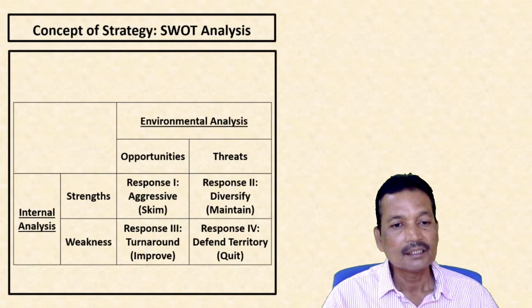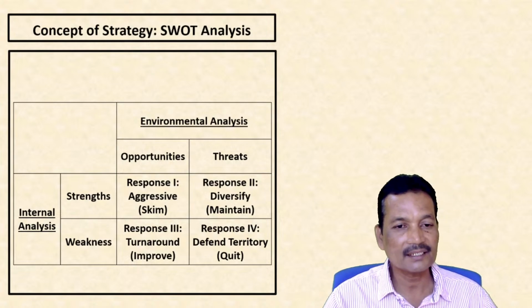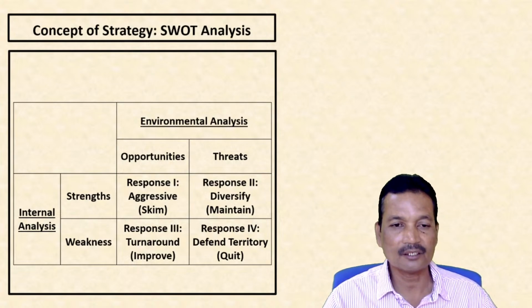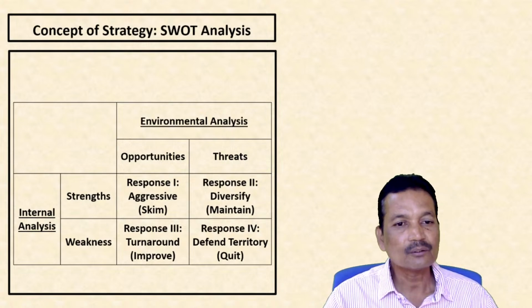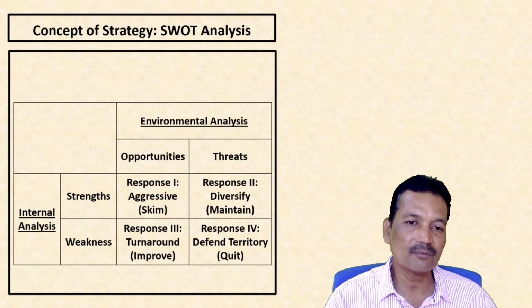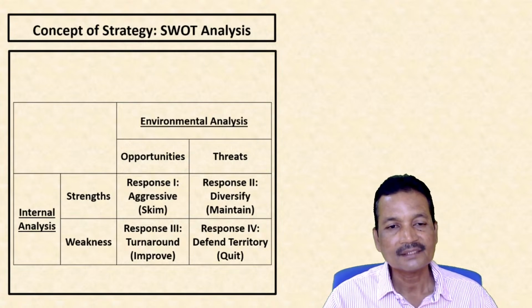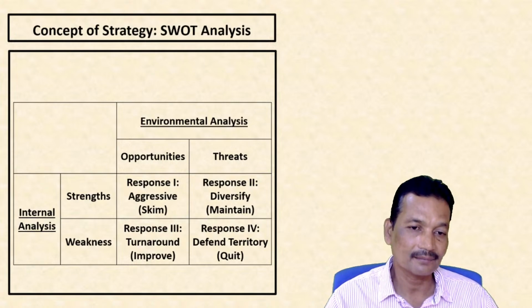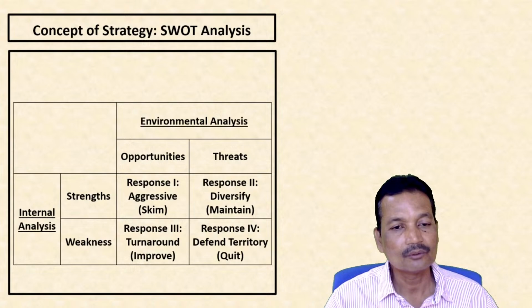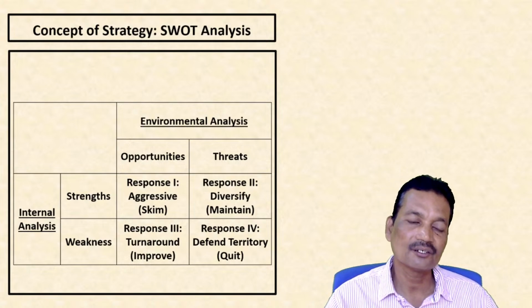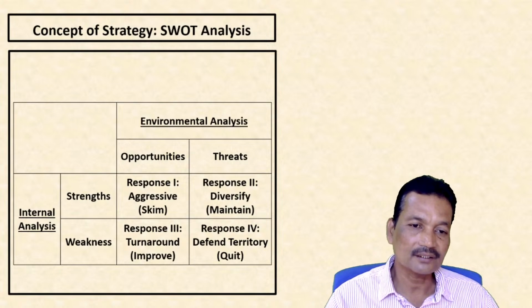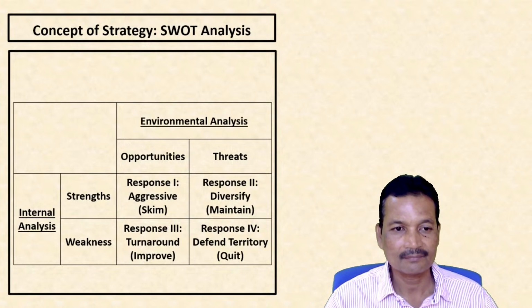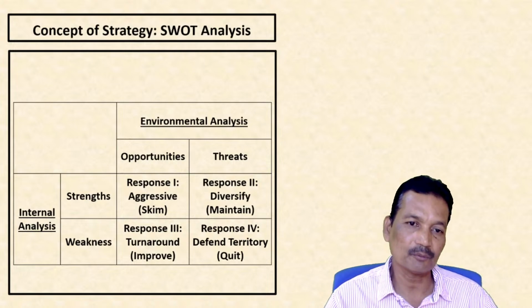Now, in that case, what are the strategies that an organization or a business manager undertakes? If we look at response one, that means strengths as well as opportunities from the business environment are there for our products, then we try to skim the market. That means we try to generate as much return as possible from the market because we have the strength as well as the opportunity.